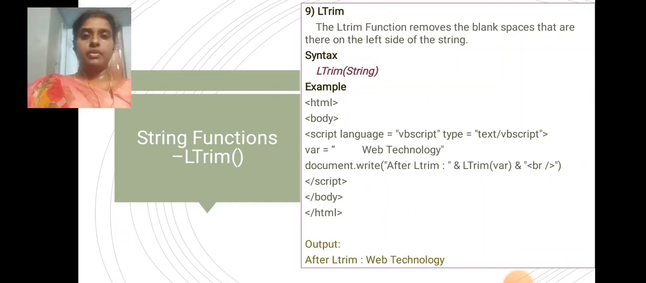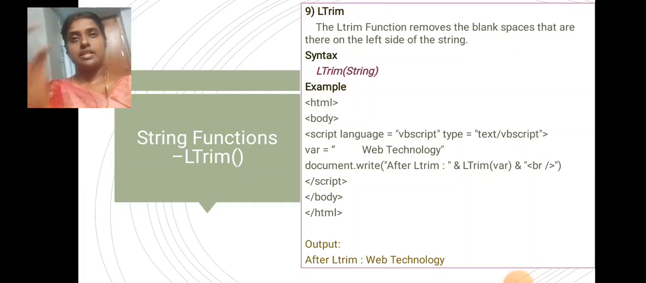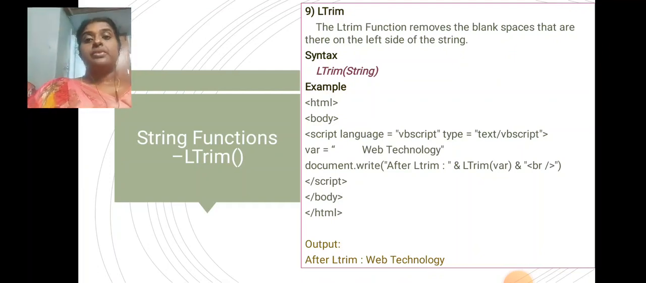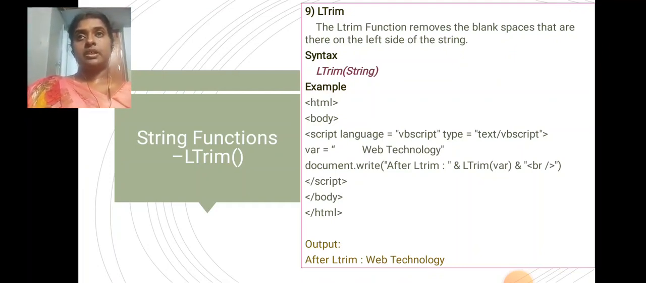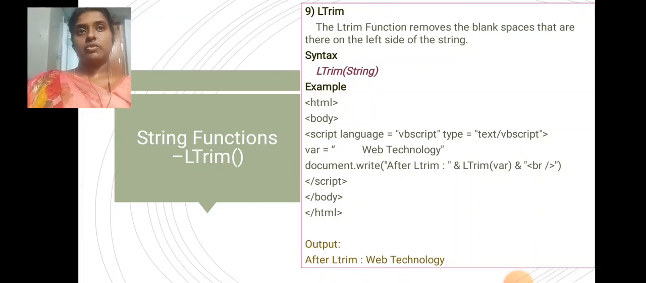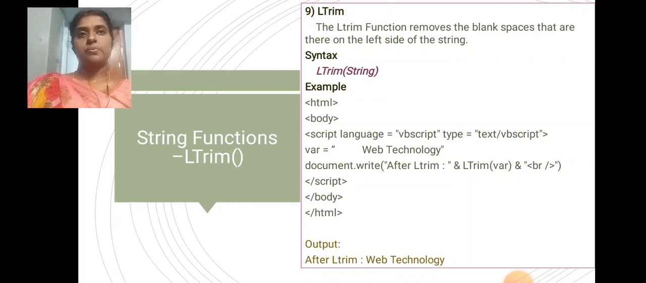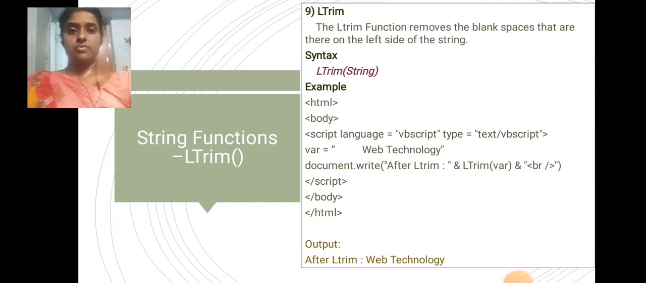The next method we are going to discuss is ltrim. The trim family is used to trim the unwanted spaces present in your string. Here in the example, I have some extra spaces in the front of my string. The ltrim function is used to remove those unwanted spaces at the beginning of my text. That is the use of the ltrim function.